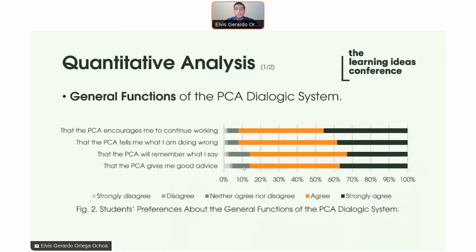About the general function of the PCA dialogue system. The measures of central tendency and dispersion with frequencies and percentages about the student preference allow me to obtain generalization about the general function of the PCA dialogue system. Although there are no major differences in the responses, it can be observed that in the data distribution, there are trends in the top 2 levels, agree and strongly agree. In this figure, participants agree that the PCA should encourage them to keep working, tell them what they do wrong, remember what they say, and give them good advice. That is, the PCA should offer motivation, identify errors, remember the student dialogue, and give recommendations.